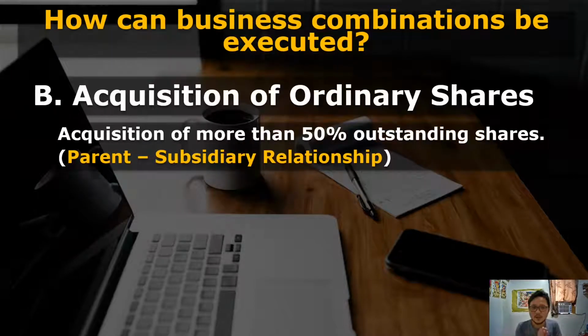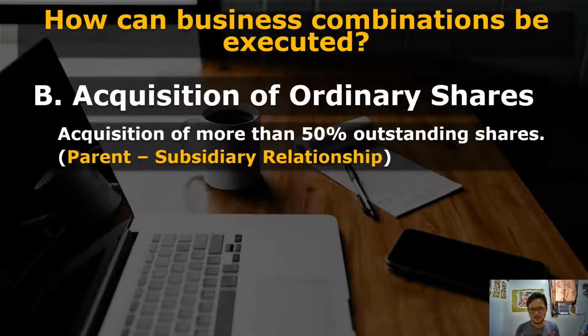Well, actually, acquisition of ordinary shares. In order to constitute a transfer of control, we only need to have more than 50% of the outstanding shares. Not necessarily all the shares. More than 50%. We'll talk about that in a later video. Pero for now, think about it like this.